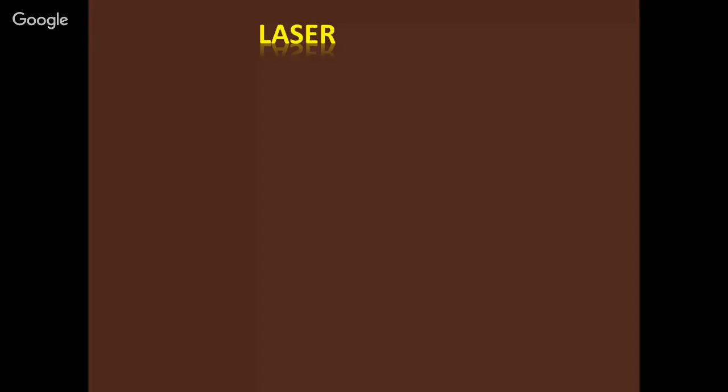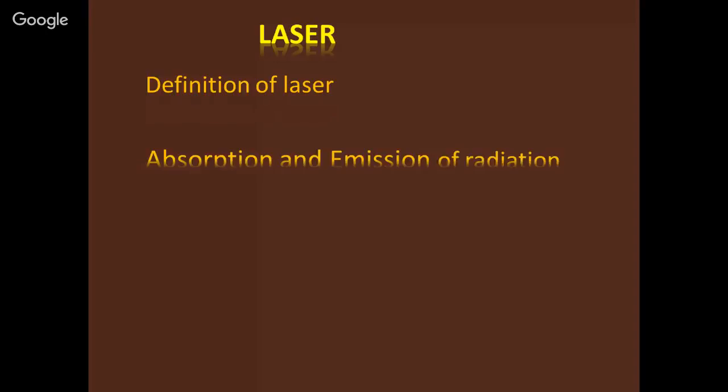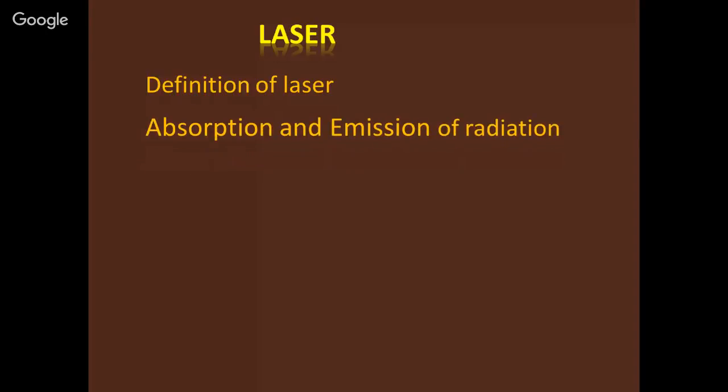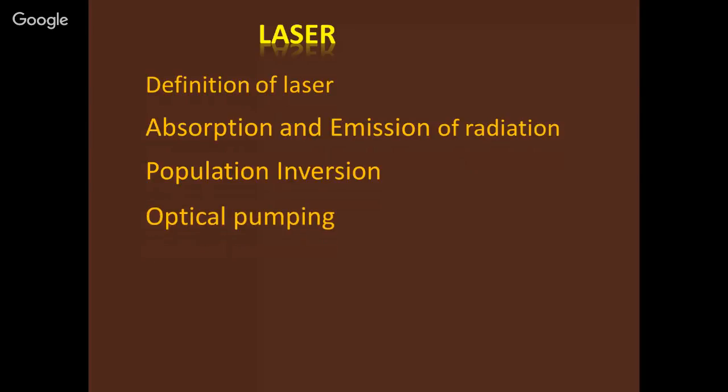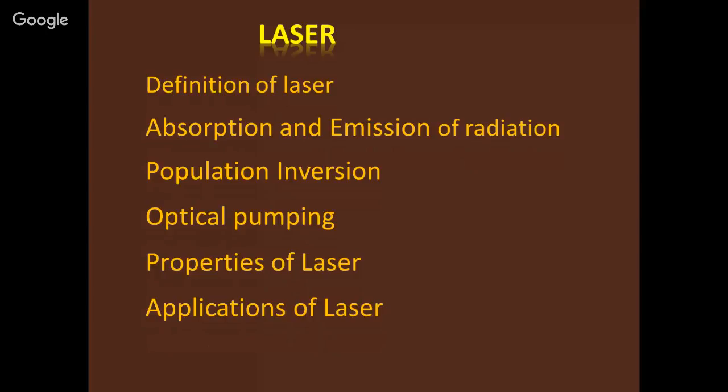So what are the things that we are going to cover in this lecture? We are going to define what a laser is. We are going to find what is meant by absorption and emission of radiation, and what the different types of absorption are, and so on. And there is a term we call population inversion, and optical pumping. We are going to study some of the properties of laser and applications of laser.